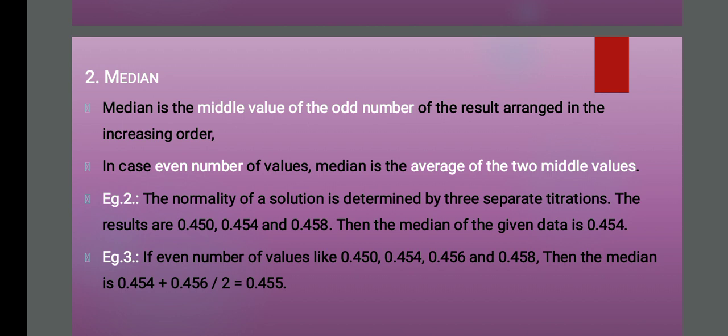And if it is an odd number of values, you have to take the middle number as the median. Simply no need of calculating anything else. You arrange the values and take the middle number as the median value if it is an odd number of data.